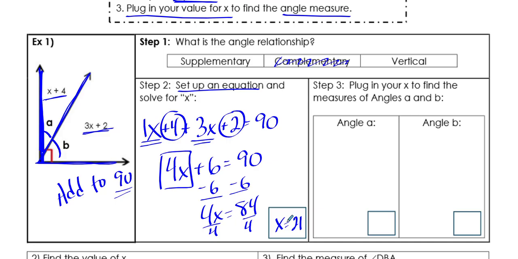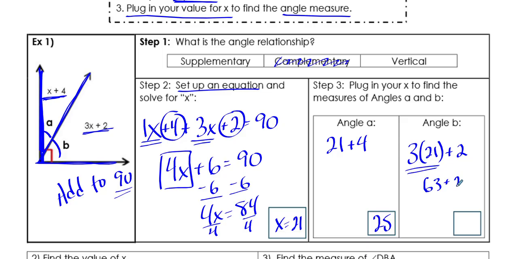There's sometimes where you might be done with the question there. Most of the time you're going to be really solving for one of these two angles. Here we're going to plug it into both. We're substituting it in place of that x, so we'll do 21 in place of this x, and then plus 4. So angle A is 25. Same idea here. In place of that x, we'll put 21 in parentheses, and then add 2 to that. So 3 times 21 is 63, plus 2 is 65.